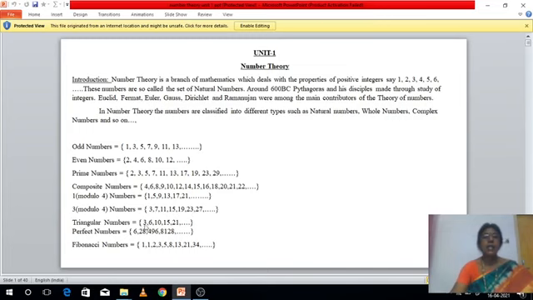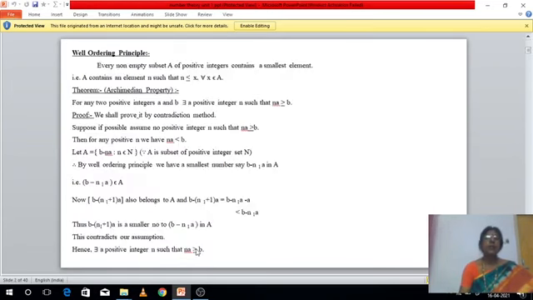Now we see the triangular numbers: 3, 6, 10, 15, 21 and so on. Then perfect numbers. We are going to learn these perfect numbers in the next unit. This set of perfect numbers is 6, 28, 496, 8128 and so on. Then you see Fibonacci numbers: 1, 1, 2, 3, 5, 8, 13, 21 and 34.